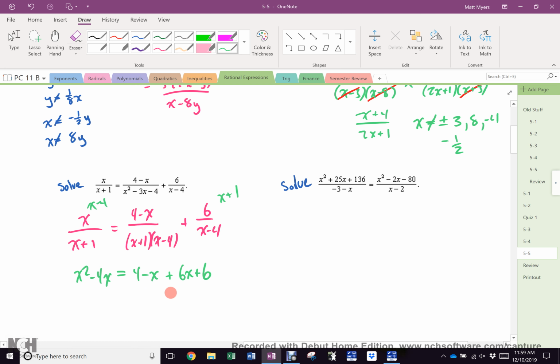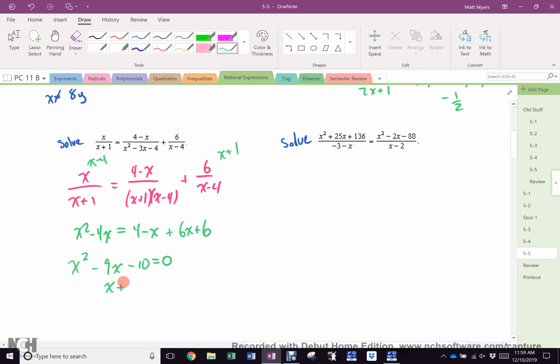How do I solve that? I collect my like terms. x squared minus 9x minus 10 equals 0. x plus 1, x minus 10 equals 0. x equals negative 1 and 10, but x can't equal negative 1 because of that, so x equals 10.